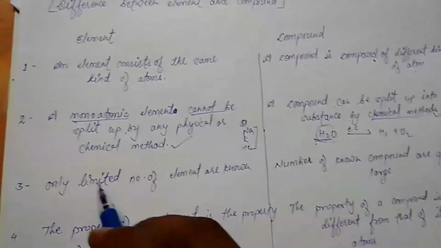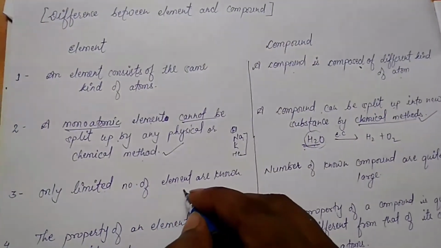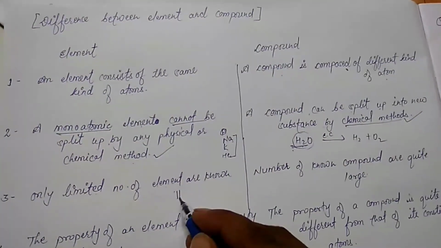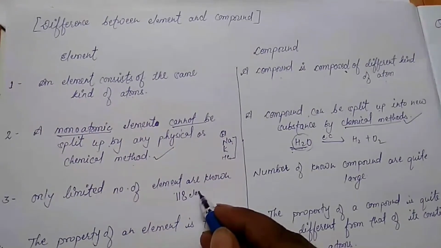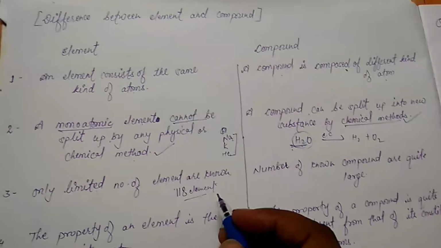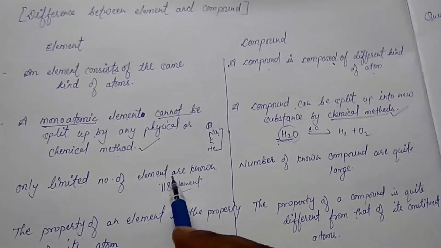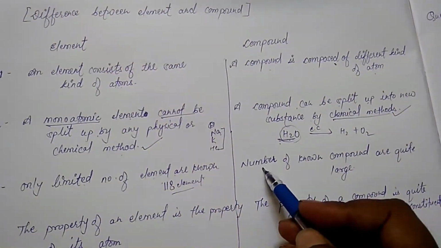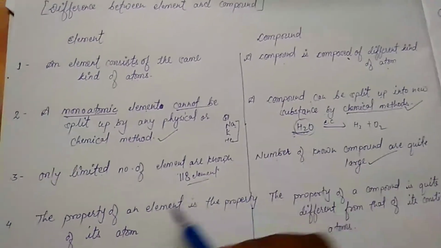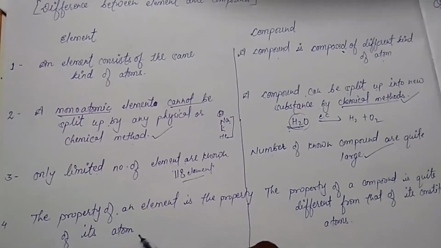Clear? See, only a limited number of elements are known. It means, children, I had explained before that a total of 100 elements are known. Yes or not? Of these, 94 elements are natural, while the remaining are artificial. So only a limited number of elements are known, and the number of known compounds is quite large. Clear children?